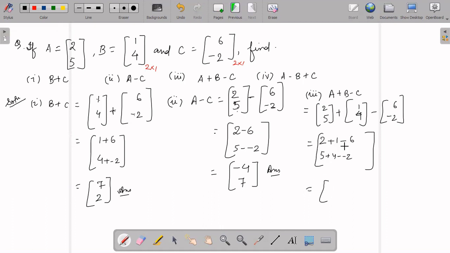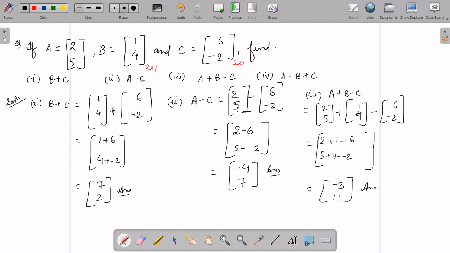So 2 plus 1 minus 6. 2 plus 1 is 3. 3 minus 6 is minus 3. So the answer over here is minus 3. 5 plus 4 is 9. And 9 and plus, ये plus हो जाएगा, minus minus becomes plus. So this is 9 plus 2. So that is 11. So minus 3 and 11. This is the answer for the third one.